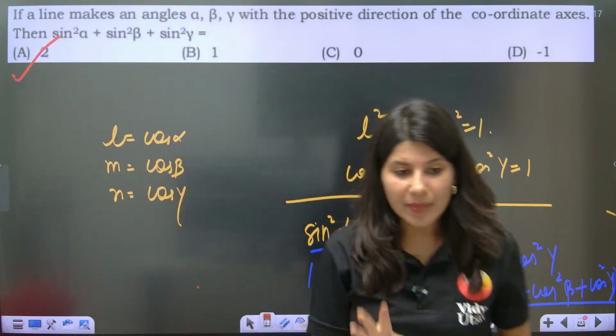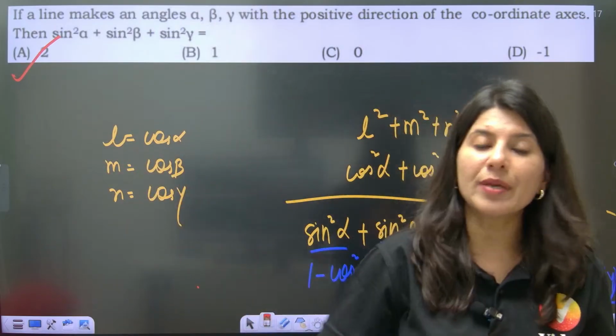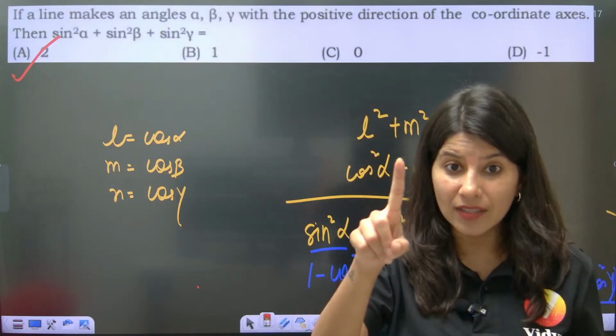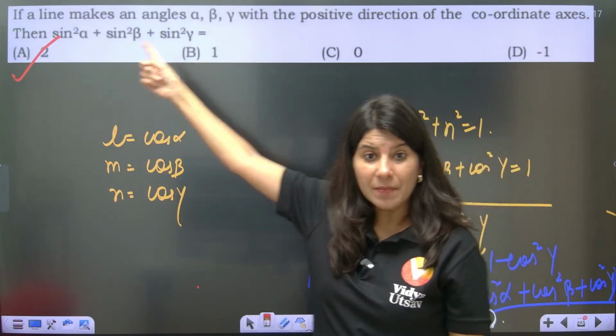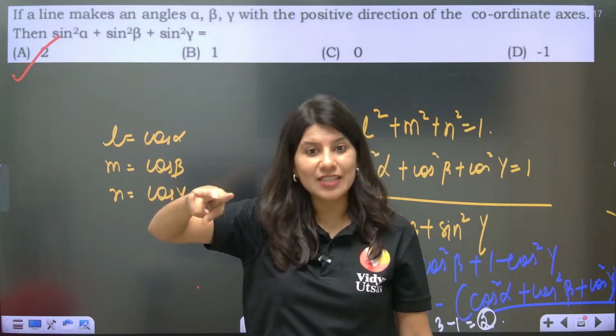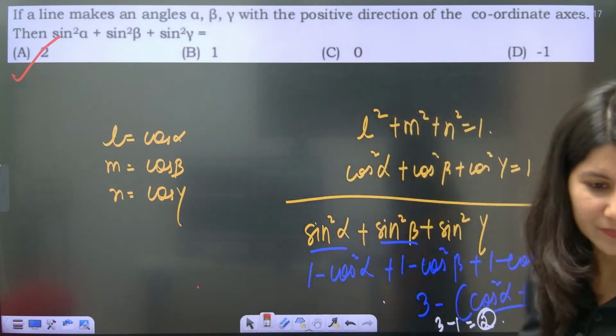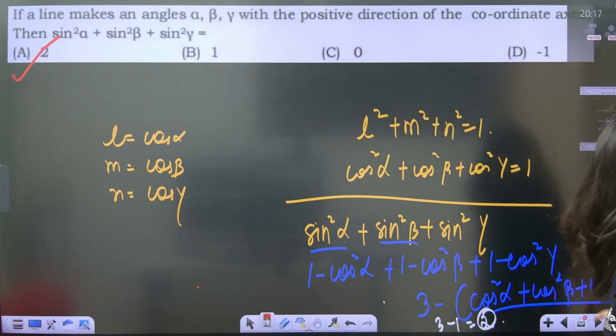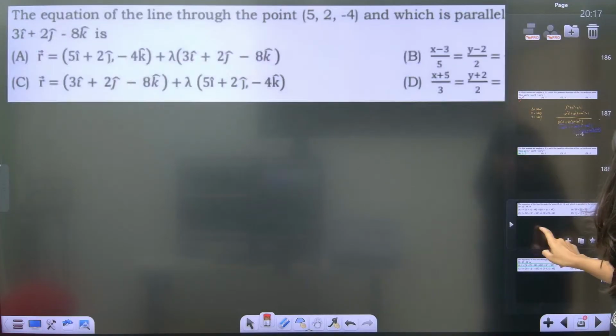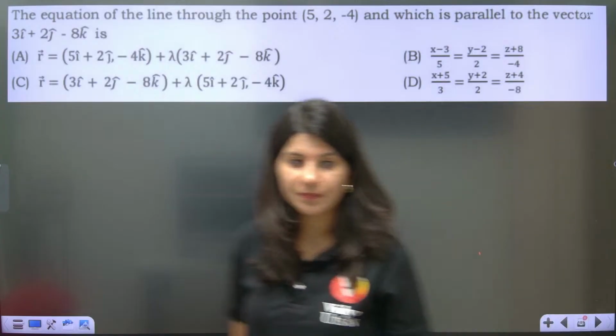So you have remembered this, that cos square alpha plus cos square beta plus cos square gamma is 1. But remember this also, sine square alpha plus sine square beta plus sine square gamma is 2. Alright, let's move on to the next problem.